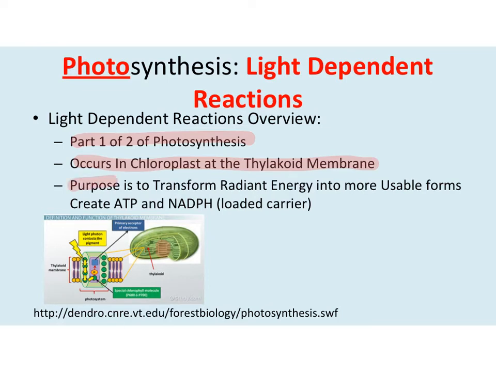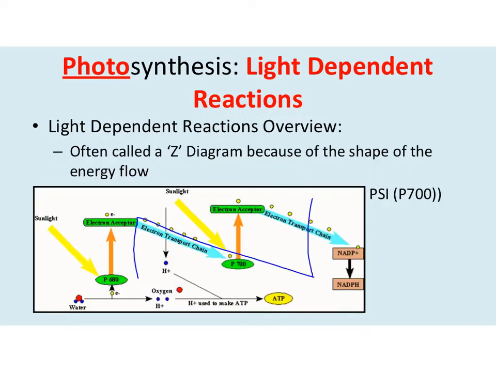The main purpose is to transform radiant energy, which is the sun's energy, into more usable forms, ATP and NADPH, which is just a loaded carrier about to become ATP. So that's the whole purpose of this first action.